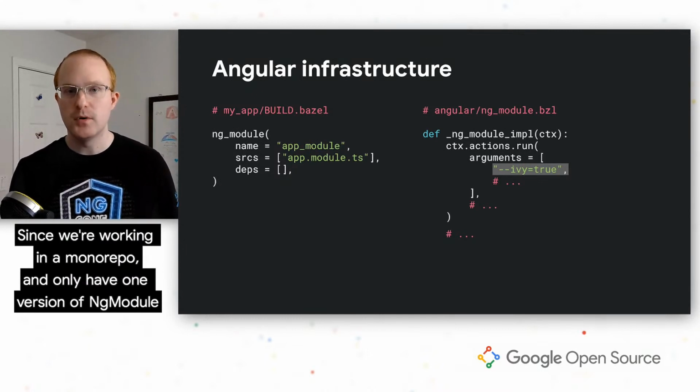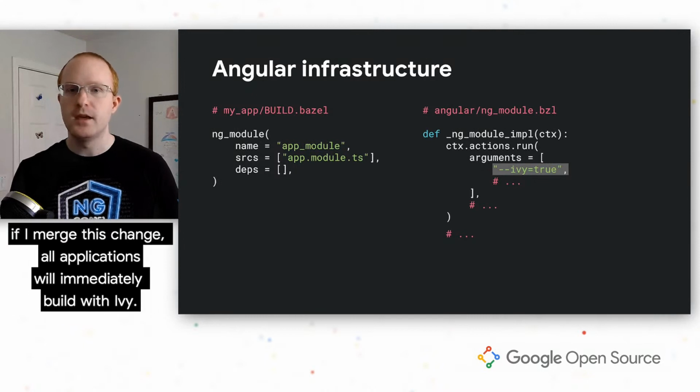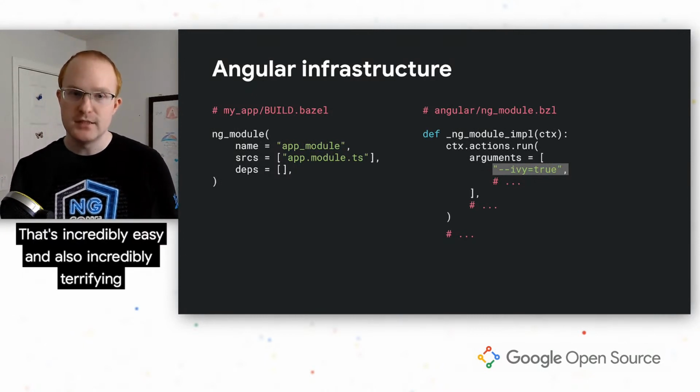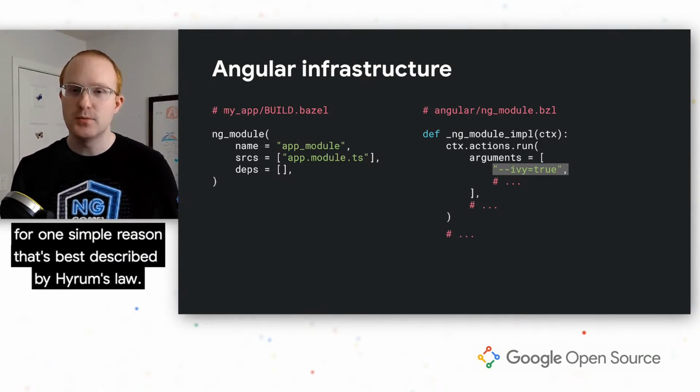Since we're working in a monorepo and we only have one version of ngModule, if I merge this change, then all applications will immediately build with Ivy. That's incredibly easy, and it's also incredibly terrifying, for one simple reason that's best described by Hyrum's law.